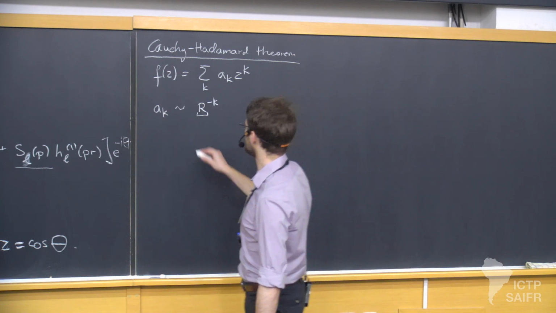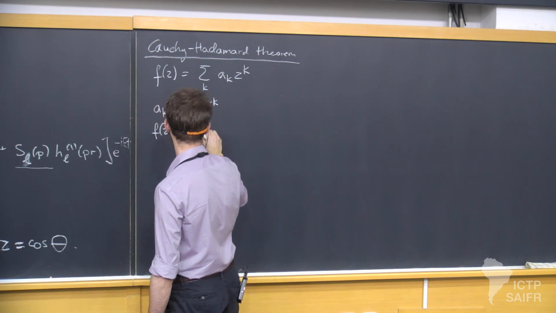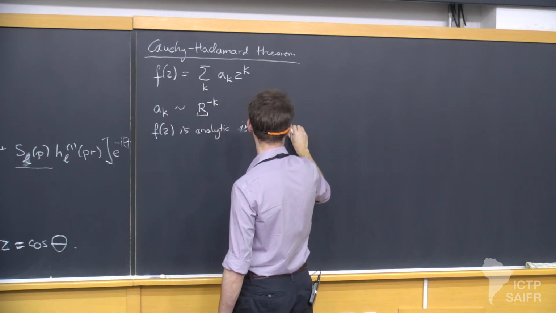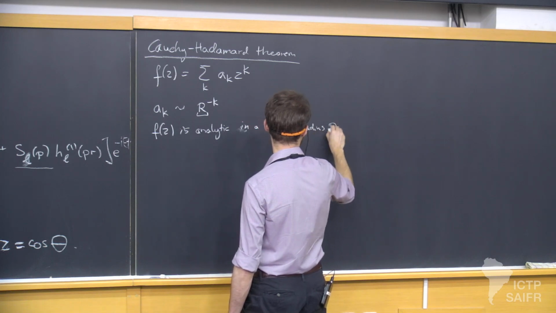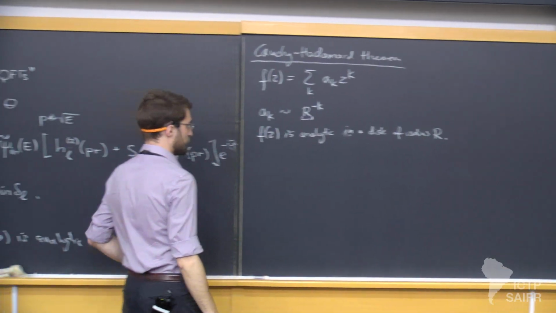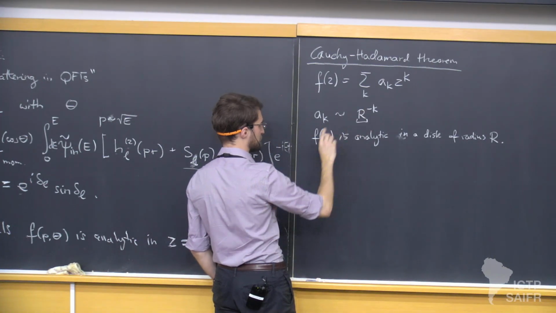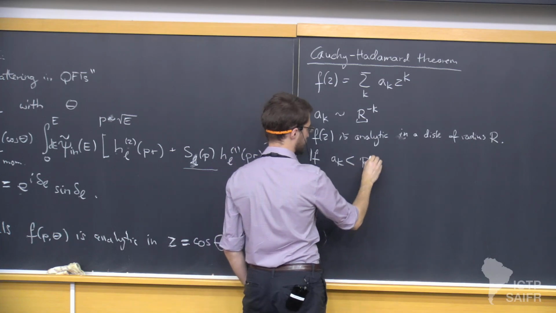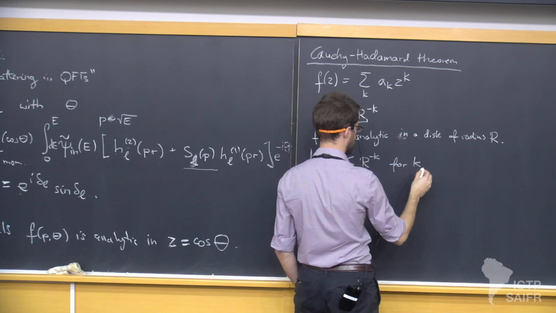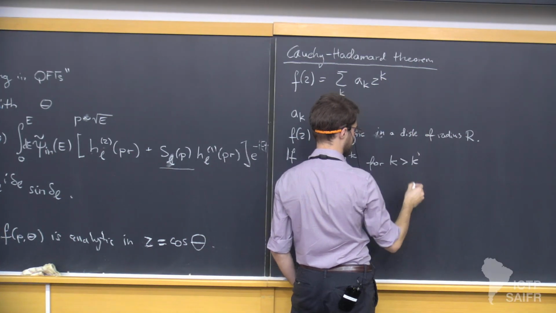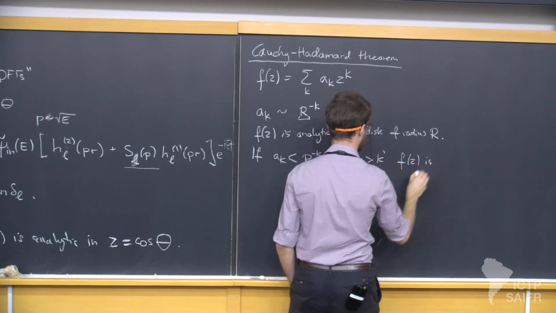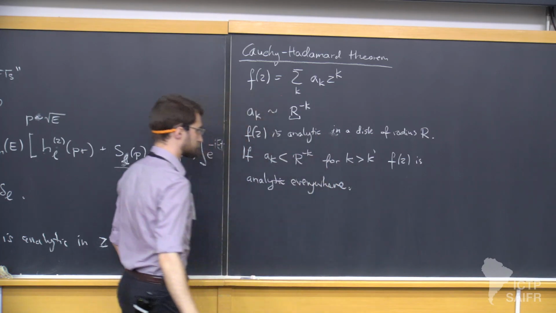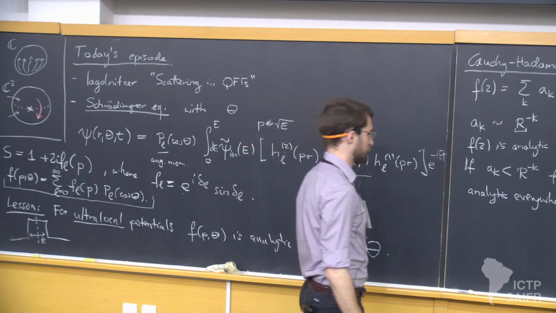then the function f of z is analytic in a circle or in a disk of radius r, sorry. Now, if starting from some k, this convergence is faster, so if a_k is smaller, so r to minus k, starting from some k, for k larger than some, let's call it k prime, then f of z is analytic everywhere. Okay, this is Cauchy-Hadamard theorem, very beautiful theorem.